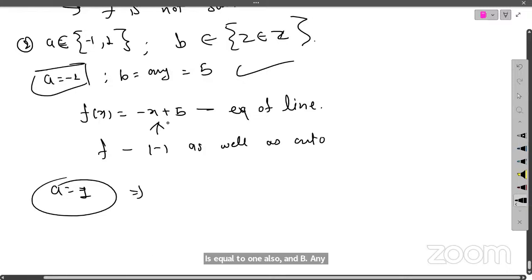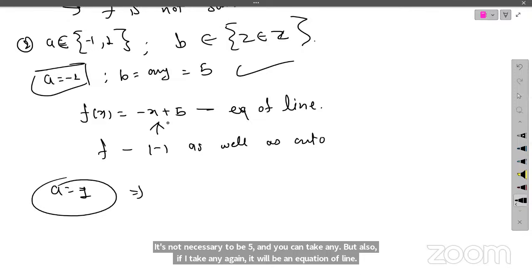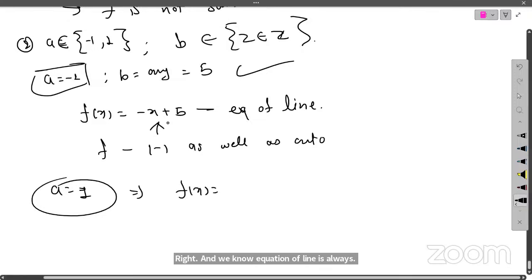It's not necessary to be 5. You can take any integer. But also if I take any integer, again, it will be an equation of line. Right? And we know equation of line is always bijective. So that means f of x is equal to x plus anything b. B could be anything. But first we have to fix b and then we will talk about function.